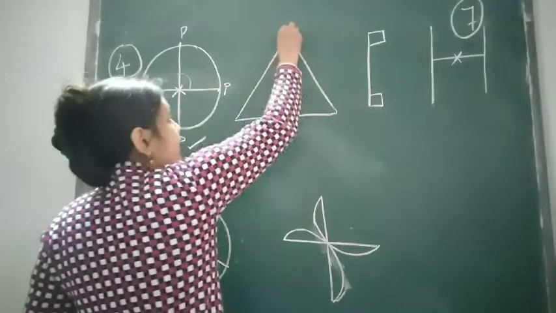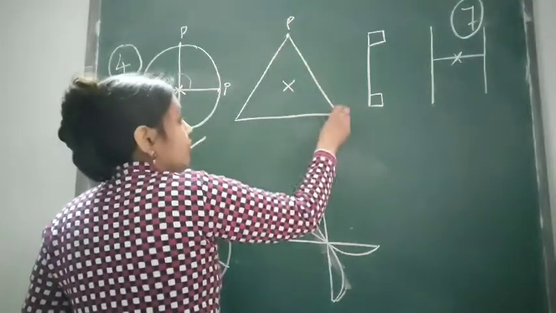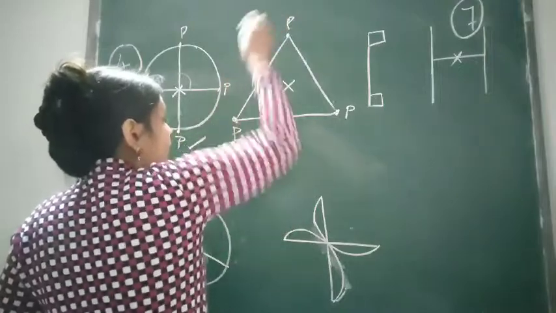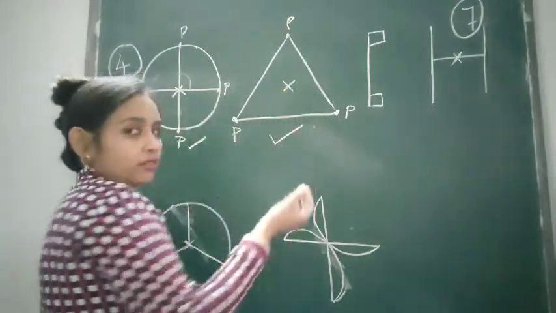Second, if you mark a point P here, so one order it will reach here, second order it will reach here, third order it will go back. So again 3 orders, right?